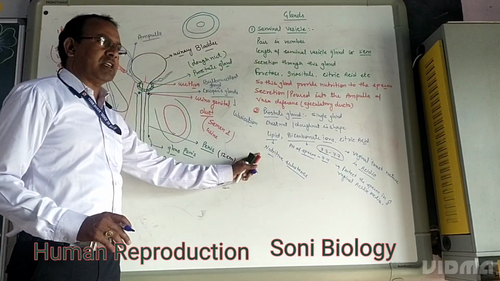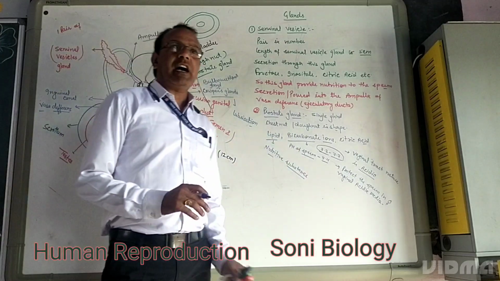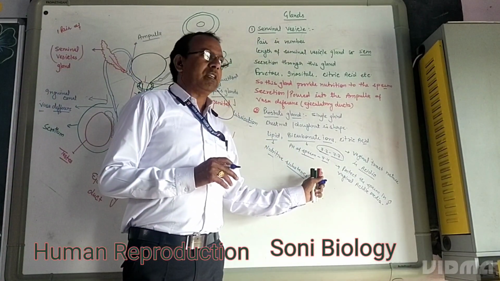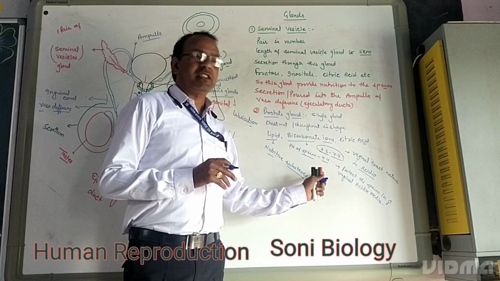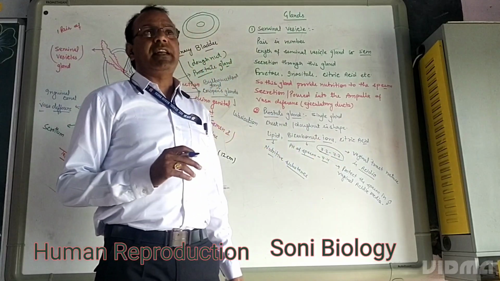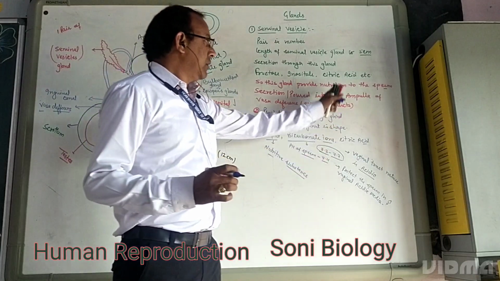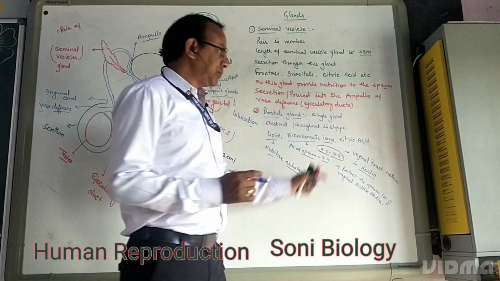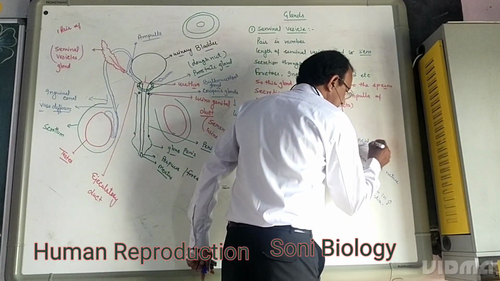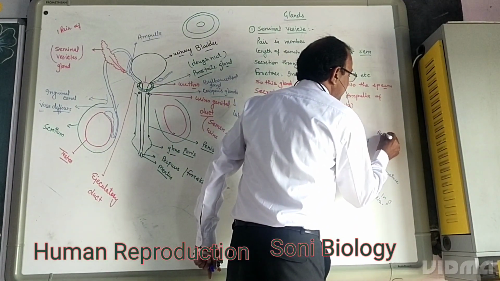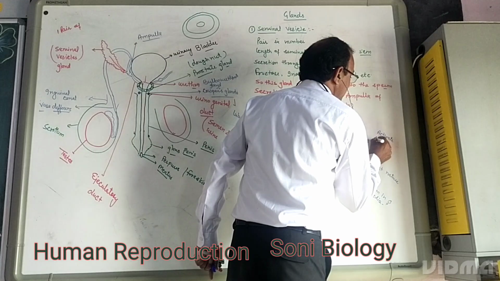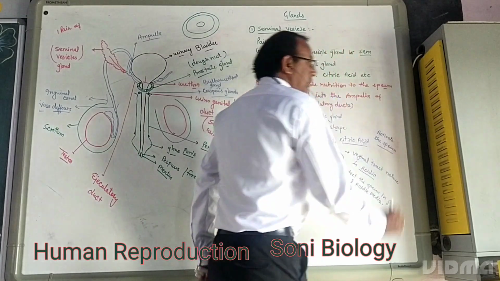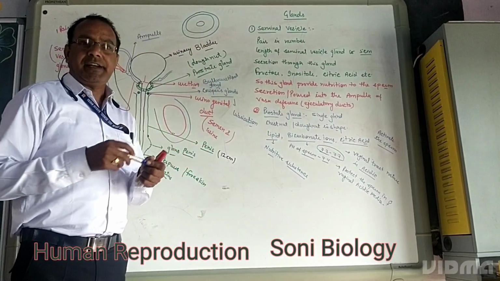Lipid is the nutritive substance for sperm, and bicarbonate ions neutralize the acidic nature of the vaginal tract. Citric acid activates the sperm. The citric acid is secreted by the seminal vesicle as well as the prostate gland. What is the role of citric acid? It activates the sperm. This is the role of the prostate gland.